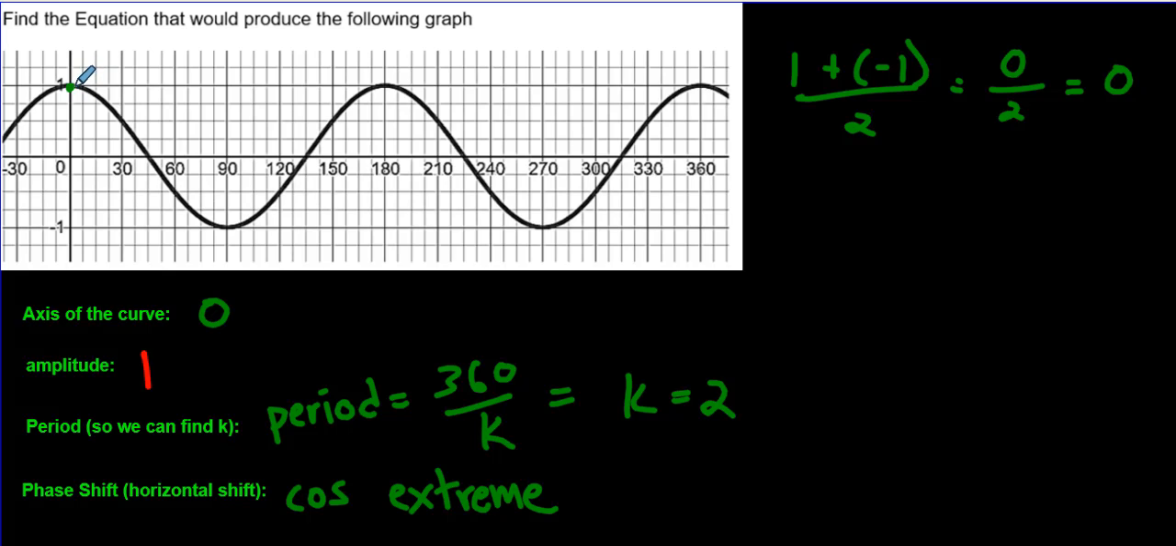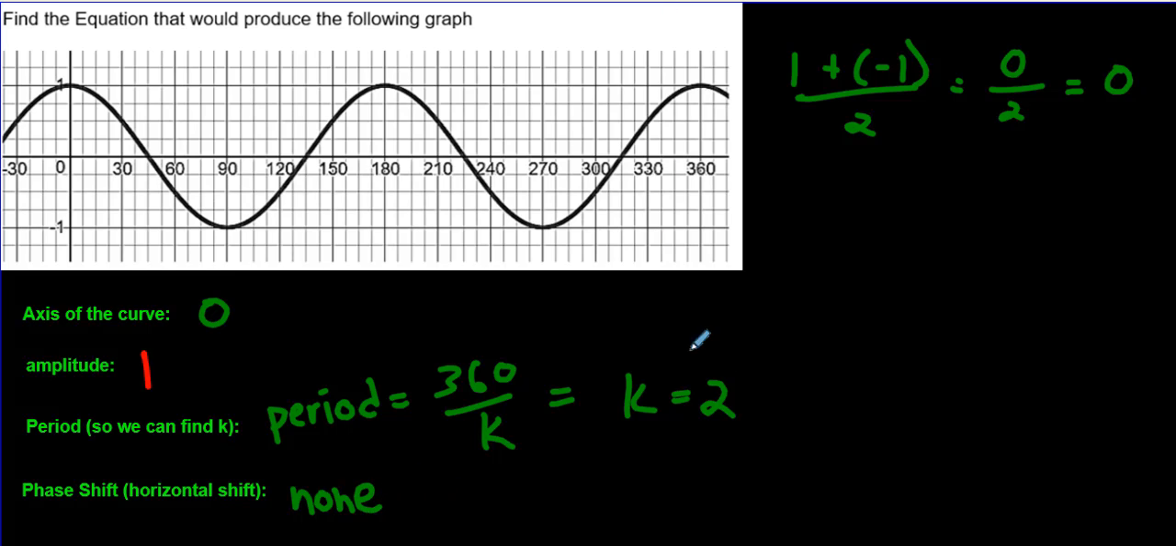If this curve had started, let's say, over here and made its way down, we could say that if we're using cosine, it moved to the right 30 degrees. But in this case, it's starting right here where cosine usually starts, on the y-axis anyway. And so yeah, there is no horizontal shift here. There's no horizontal shift at all.